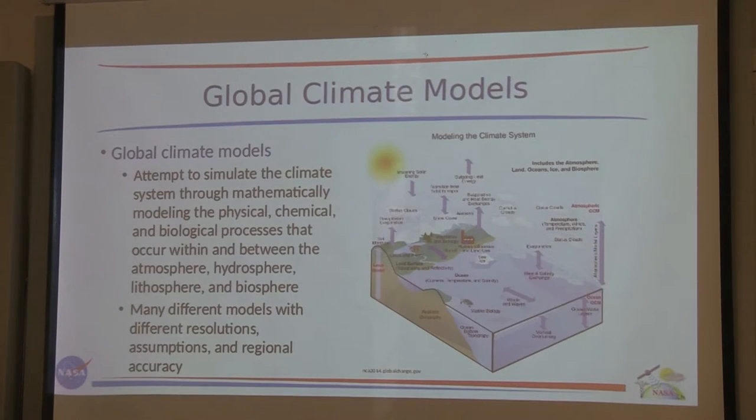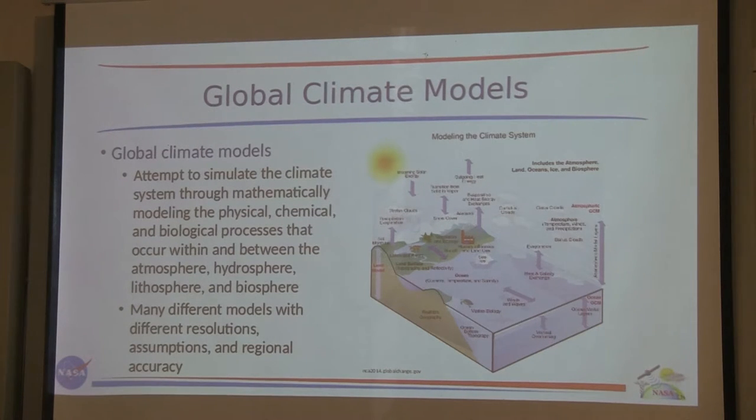Generally, we look at our climate change data from global climate models. In these global climate models, they attempt to simulate the climate through mathematical equations. They look at the physics, the chemistry, and the biological processes that make up our Earth system, which includes not just the atmosphere, but the biosphere, the lithosphere, and the hydrosphere. Now, there's many different models. The Intergovernmental Panel on Climate Change puts out a lot of this climate change data, and runs about 28 or 29 models.